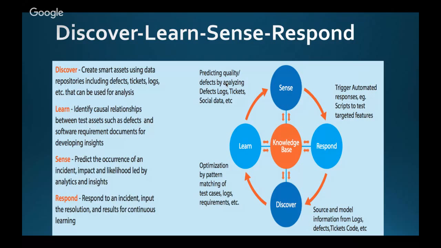So discover, learn, sense, and respond is going to be the main mechanism which is going to be used for machine learning in the IT industry or artificial intelligence in the IT industry, including software testing.